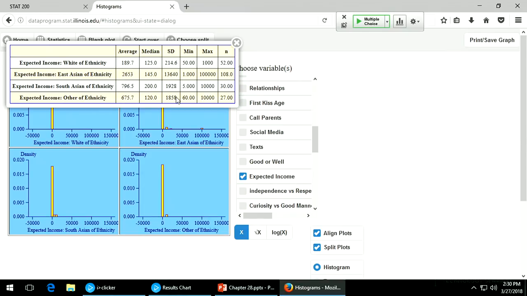But there's a bigger standard deviation here, so the averages are different. Of the people who answered the survey, there's 108 East Asians, 30 South Asians, 27 other, and 52 whites.